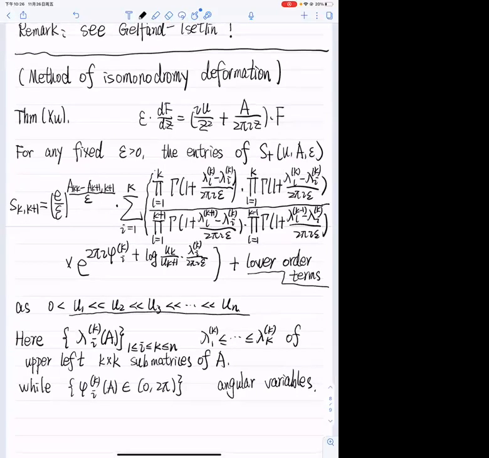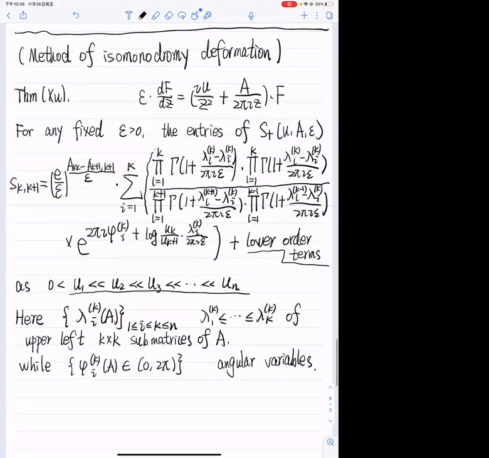And we already see that the Gelfand-Tsetlin action and angle variables already appear in this formula. Any questions on this expression? So this is as U1 much less than U2 and so on. I compute the leading expression of the Stokes matrix. But I will say later on, this is already a good model by some isomonodromy deformation property. This is a computable model for Stokes matrices for many purposes in integrable systems or in representation theory.